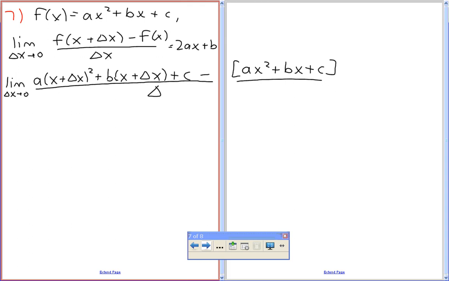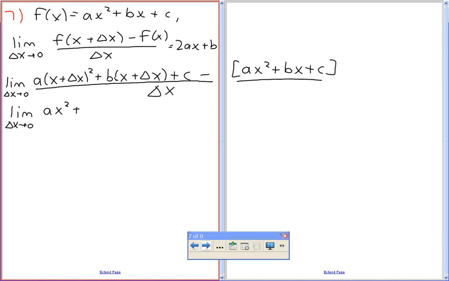Okay, Sarah, can you show off your algebra skills, please? Maybe do some simplifying. Are we going to expand it? Yeah. So you have a times x squared, plus x times delta x, I'm going to call this 2x delta x. Is that right? No, 2ax.